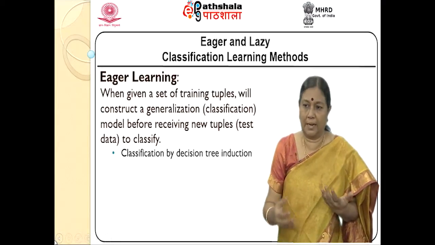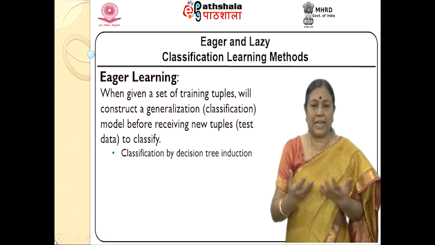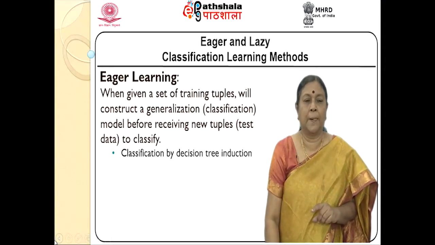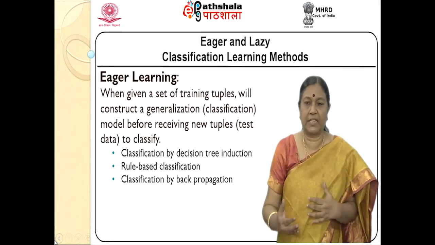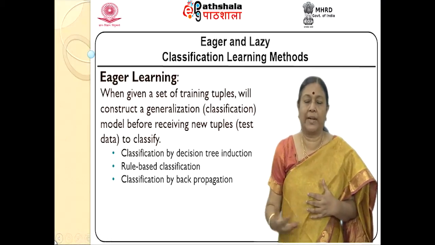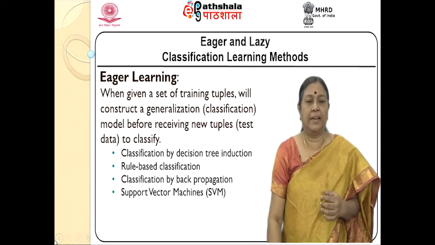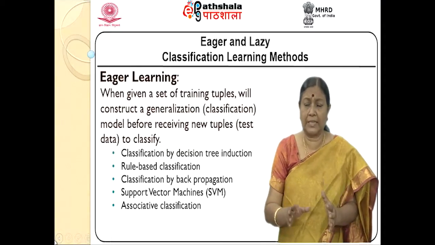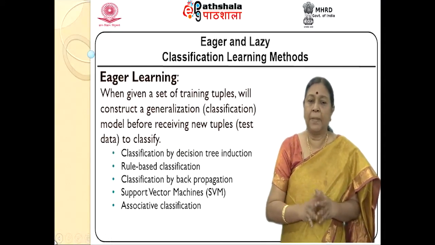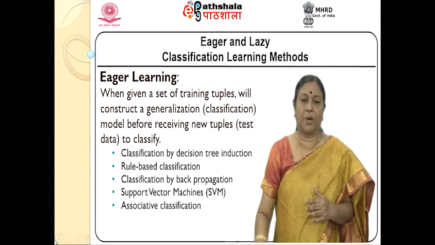There are different algorithms that come under this class. One is classification by decision tree induction, the next is rule based classification, and then we have classification by back propagation, that is using the neural networks. Then we will be looking at support vector machines, and then associative classification. So, these are some of the methods which come under eager learning. We will be looking at some of them as we go along further in forthcoming modules.